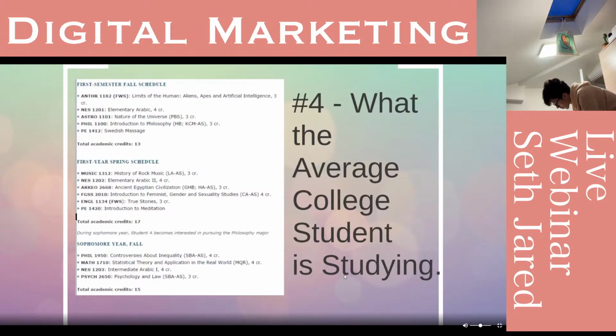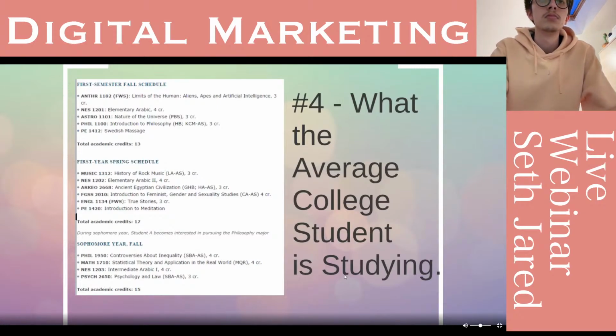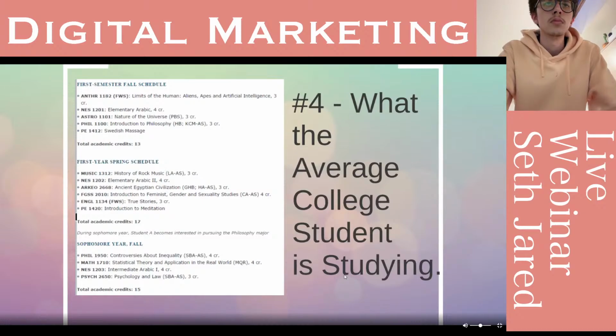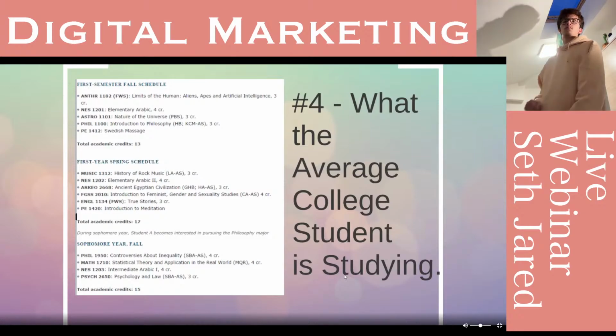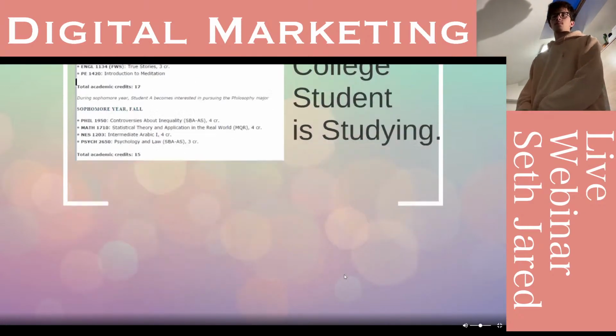Number four element of this perfect storm is what the average college student is studying, which is nonsense. This is an actual college student schedule from some humanities or business major. They are studying aliens, apes, nature of the universe, philosophy, Swedish massage, history of rock music, inequality, psychology and law, statistical theory. Nothing practical in there.